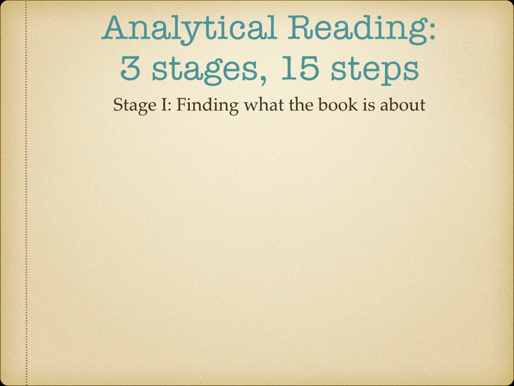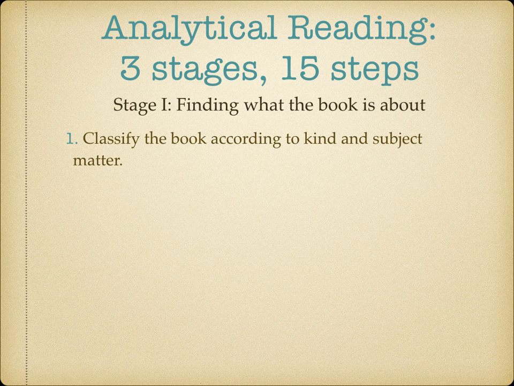Okay, so as I said, this book focuses on analytical reading. And there are 3 stages, 15 steps altogether. Stage 1 is finding what the book is about. In doing that, you want to classify the book according to kind and subject matter. That's basically just saying know what you're reading. Is it philosophy? Is it literature? Is it history? That should be pretty easy to figure out. If it's a mystery, then the author may not be the greatest, I don't know, but that should be pretty straightforward to figure out.